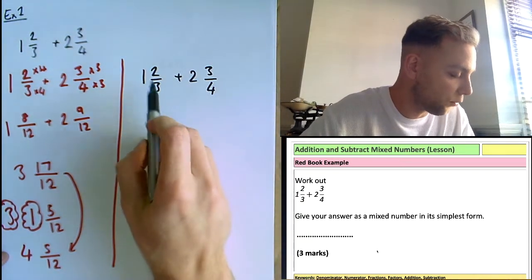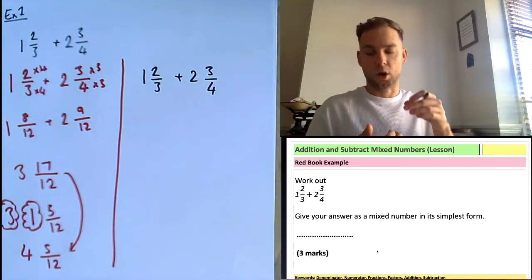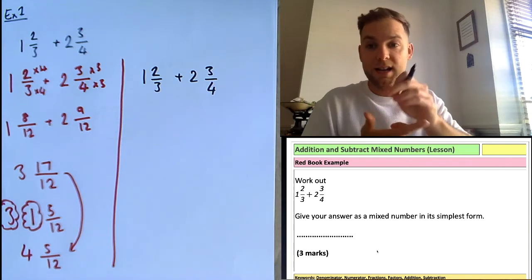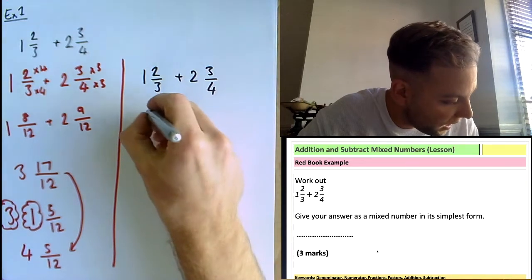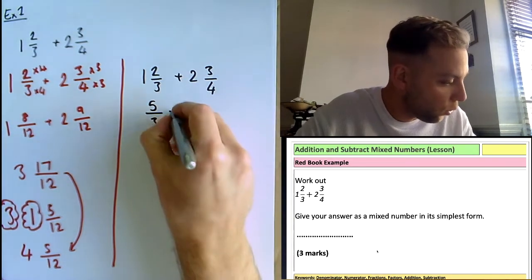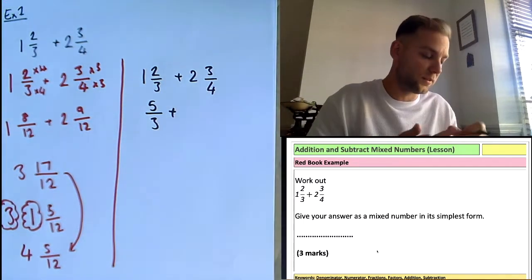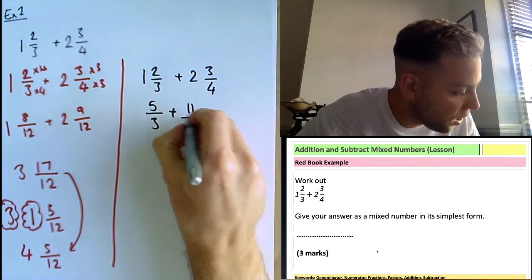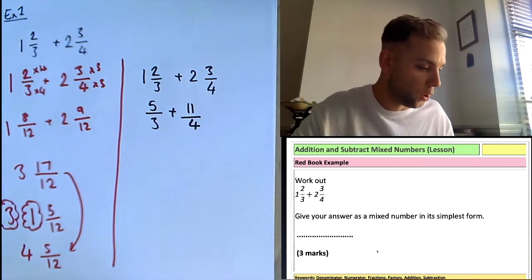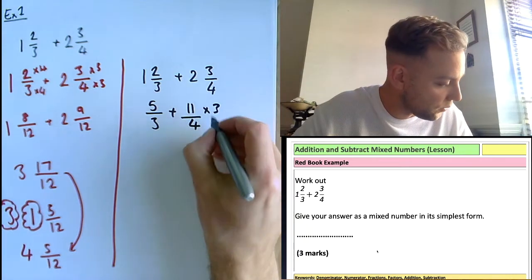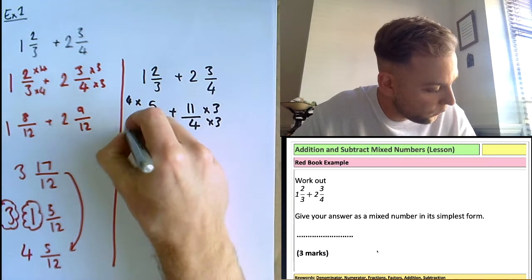So 1 times 3 plus 2. So that's how we convert them. I've got 1 whole written as a third. So 1 times 3 is equal to 3, plus the 2 is 5 over 3. Plus 2 times 4 is 8, plus the 3, which is 11 over 4. Okay. Then we need to make the denominators the same. So times by 3, times by 3, times by 4, times by 4.